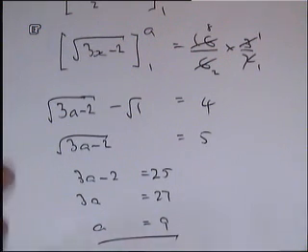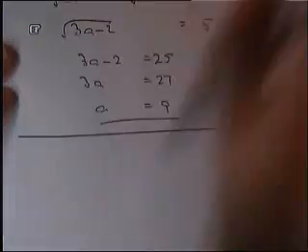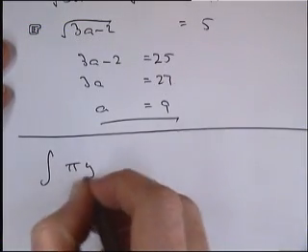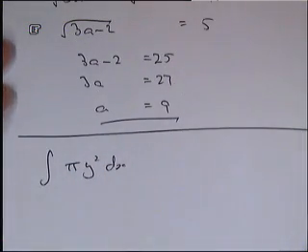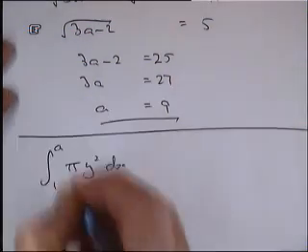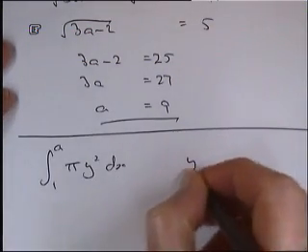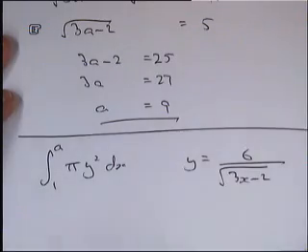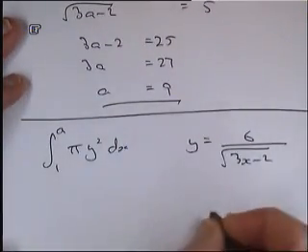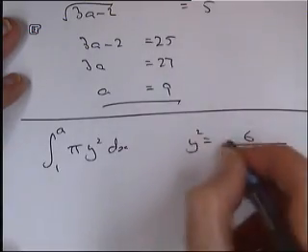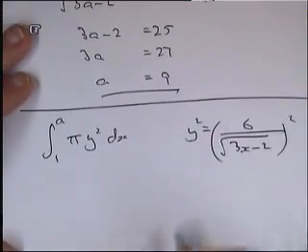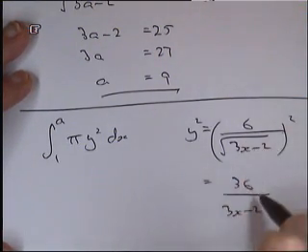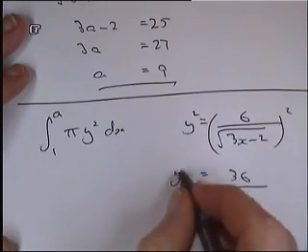The second part of the question is asking for a volume of revolution of this region A rotated around the x-axis. So a volume of revolution is pi y squared dx if you're looking to rotate around the x-axis. My limits will be 1 and a. Now y is the function we're dealing with, which is 6 over the square root of 3x minus 2, square rooted. So y squared will be this whole thing squared. If you square a fraction, you can square the top and you can square the bottom. Squaring the top, you get 36. Squaring the bottom just removes the square root sign.